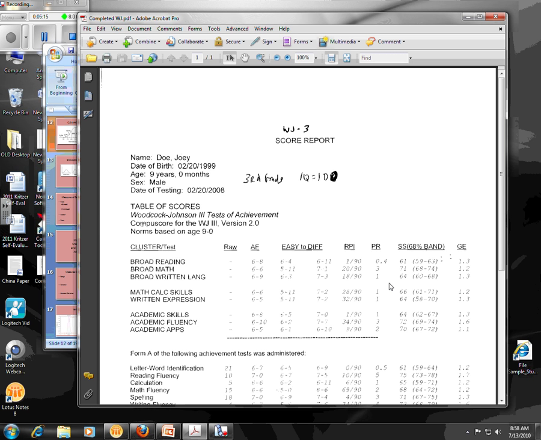And in this case, you would write a 4-paragraph PLEP. One is an introductory, and one for each of the qualifying areas: reading, math, and written language. You would write a goal, and you would write 2 benchmarks for each of those 3 areas.